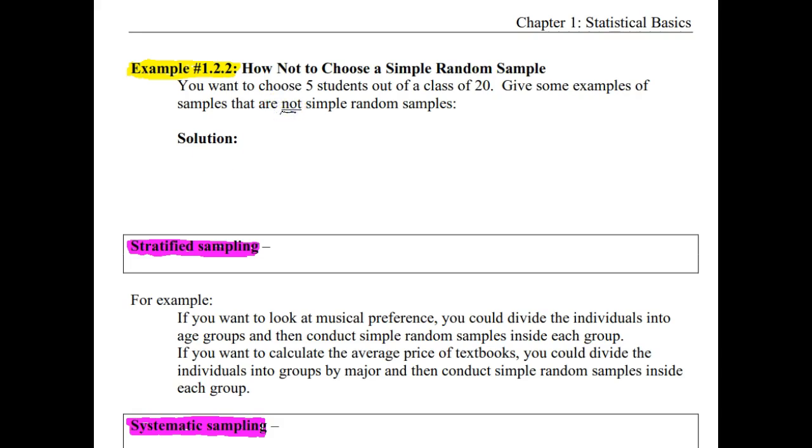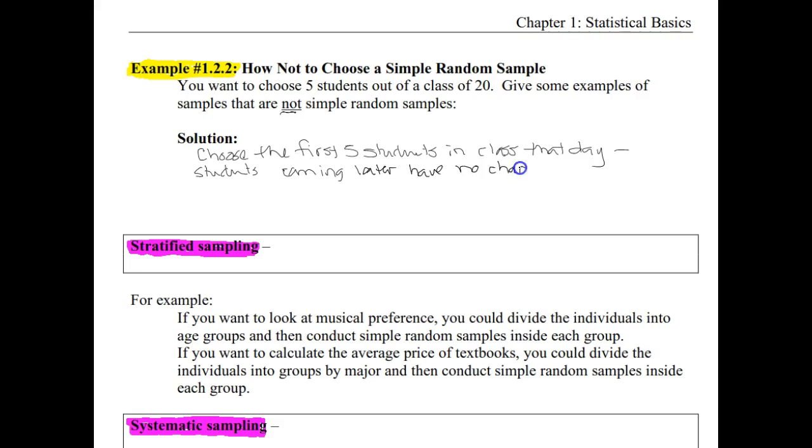Let's say we were just to choose the first 5 students in class that day. So with this one, students coming later have no chance of being selected. So not every student has the exact same chance of being selected.